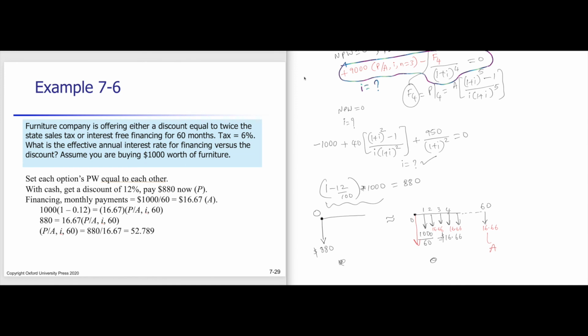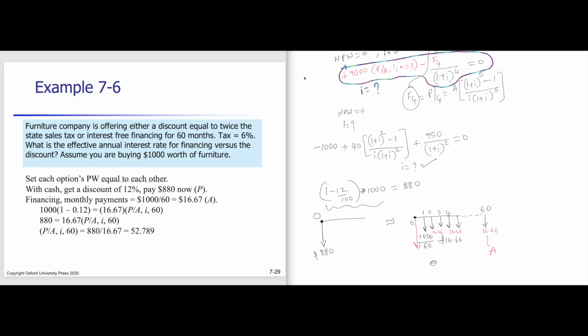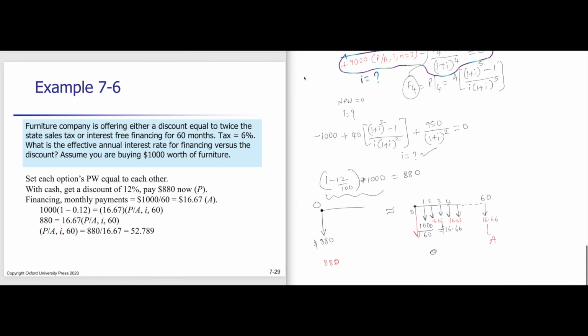So what we write is 880 is equal to 16.67 approximately. This is A. We use the formula, given A, find P, for some I and N equal to 60.